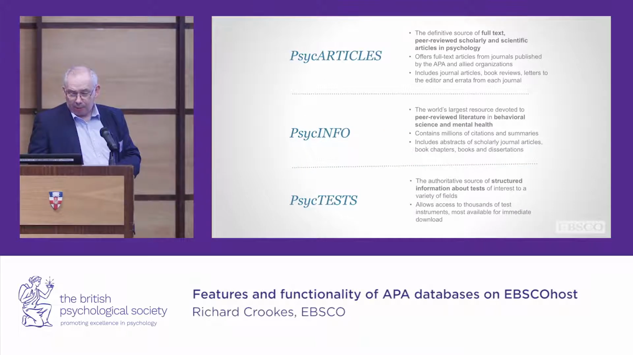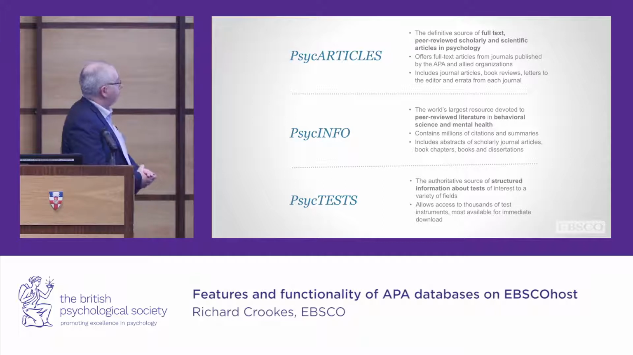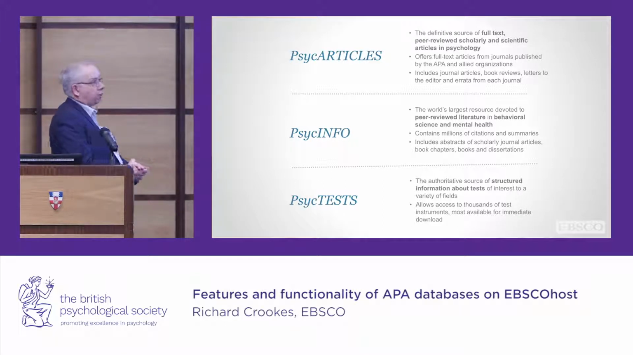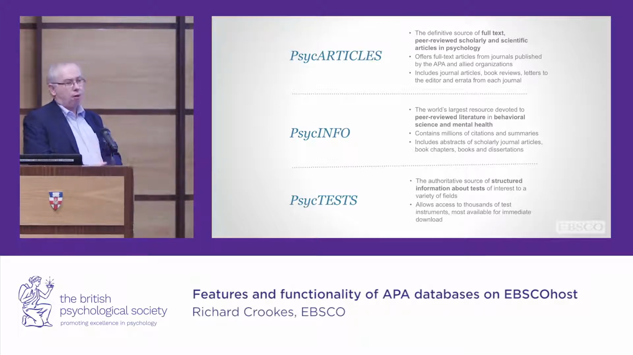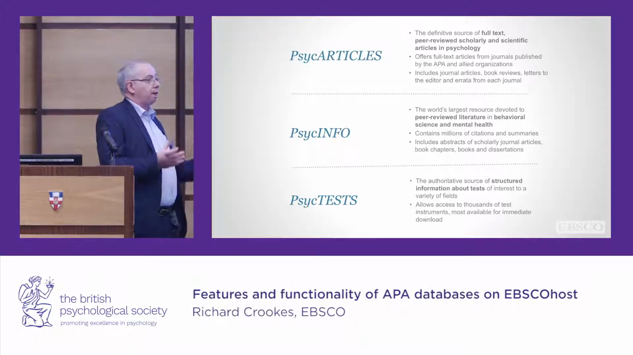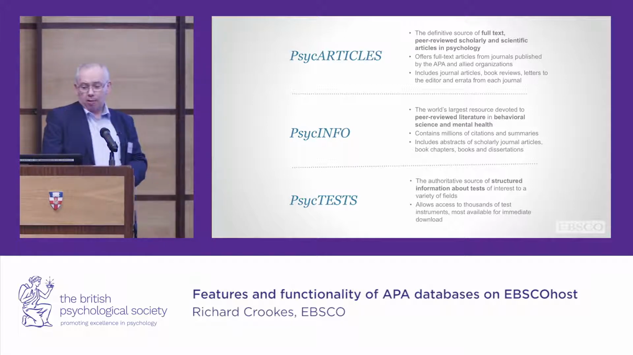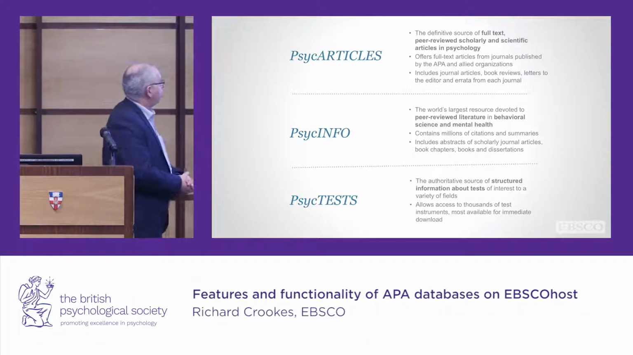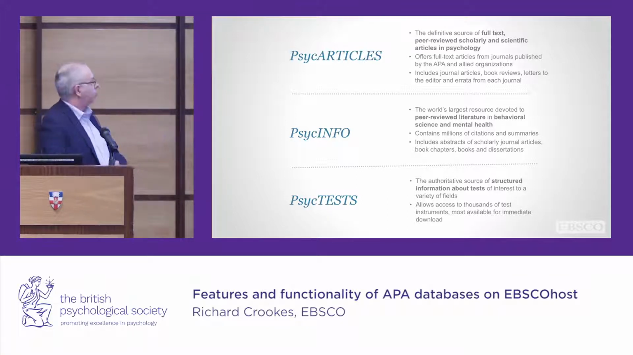So let's look at the APA databases initially. These are not in any particular order. Some may be familiar to you, some may not be. The first one is PsycARTICLES. That is a small subset of published journals by the APA that are available full text. So these are journal articles, book reviews, letters, etc.